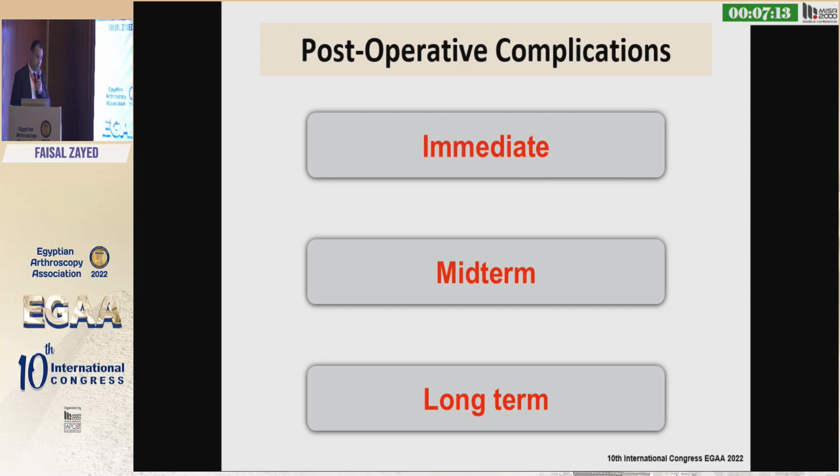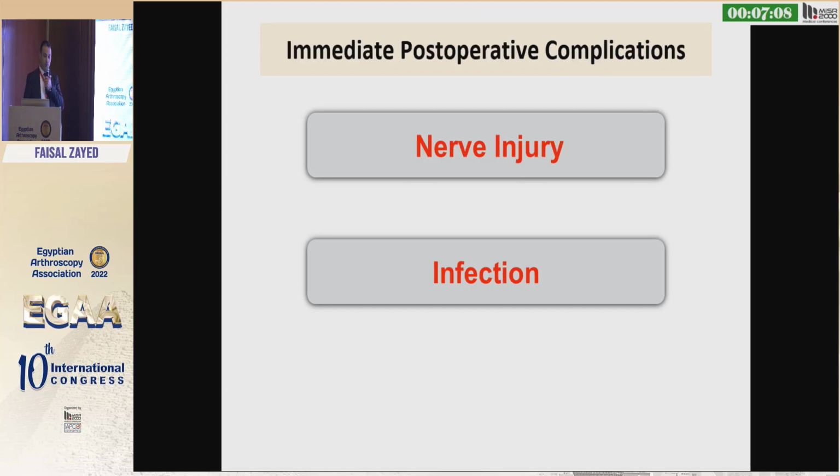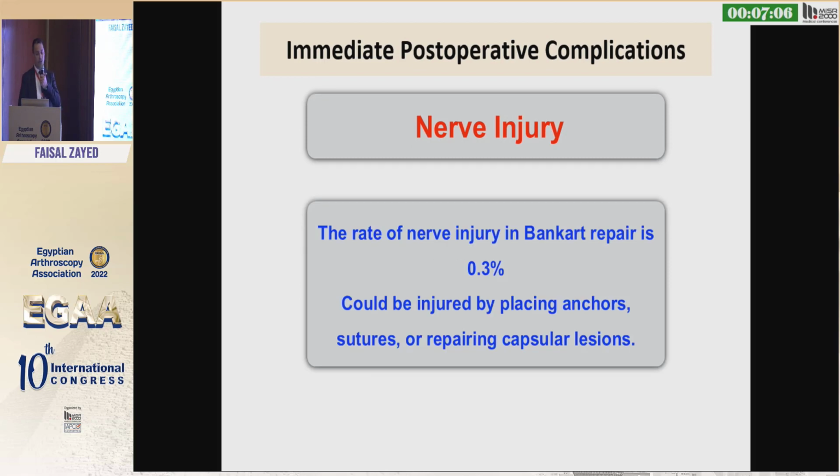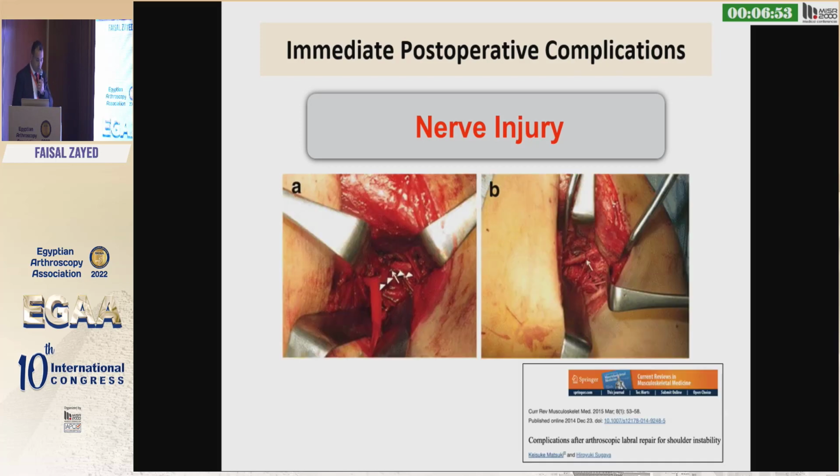Post-operative complications may be immediate post-operative, mid-term, or long-term post-operative complications. Immediate post-operative complications include nerve injury. The rate of nerve injury in Bankart repair is about 0.3%. The nerve could be injured by an anchor, suture, or repairing a capsular lesion.